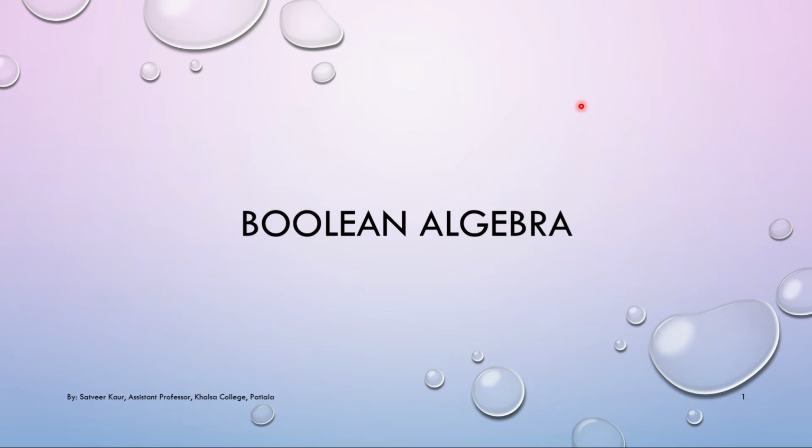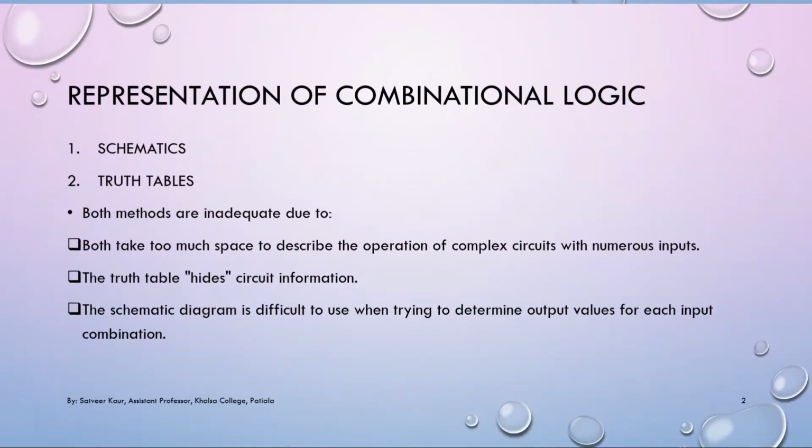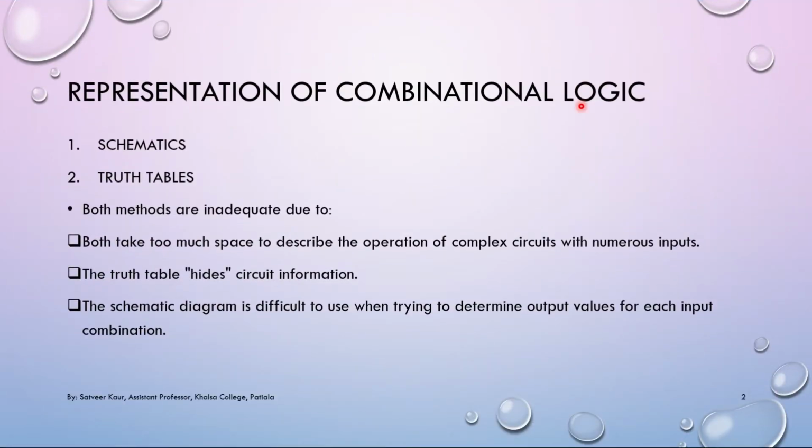Hello students, in this video lecture we will study Boolean algebra. There are basically two ways to represent a combinational logic. First one is schematics and the second one is truth tables. But both these methods are inadequate due to some reasons.